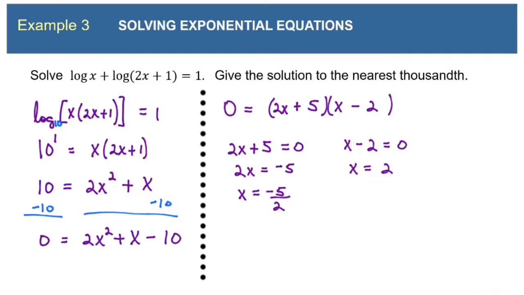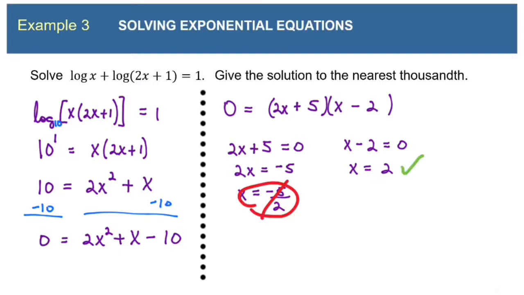What I have to do now is test them in the original equation, because remember, I can't allow a solution that causes us to have to do the log of a negative number. So imagine right here, what if I substitute negative 5 over 2 right here? Well, then I would be doing log of negative 5 over 2, and I can't do the log of a negative number, so this solution is out. Let's try it with 2. So if I put log of 2, that's okay. And then if I do log of 2 times 2 plus 1, well, 2 times 2 is 4, and 4 plus 1 is 5, and that's a positive number, so that's okay. So x equals 2 is a legitimate solution.